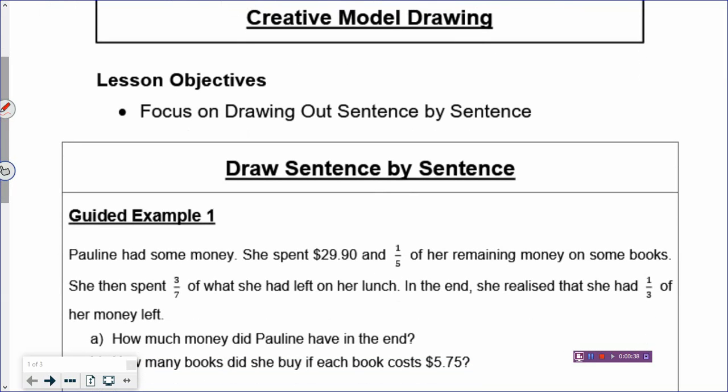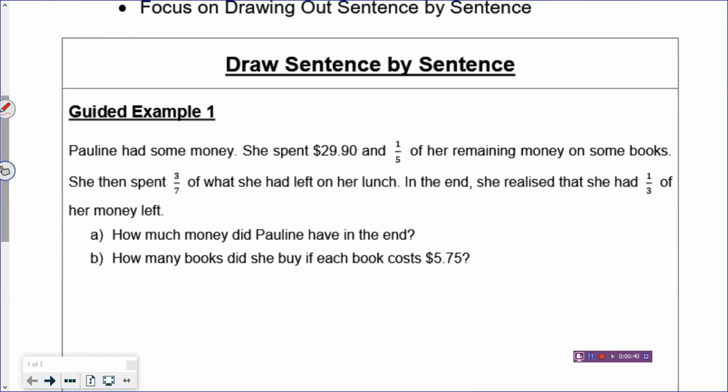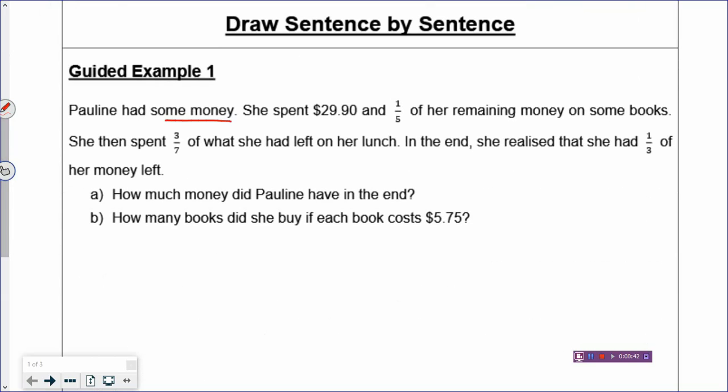Alright, so let's look at example 1. Now, Pauline had some money. She spent $29.90 and 1/5 of her remaining money on some books. So how do you interpret the fraction? This fraction refers to the remainder money, and you break up. So the remainder money has 5 boxes, and one box is spent on some books.